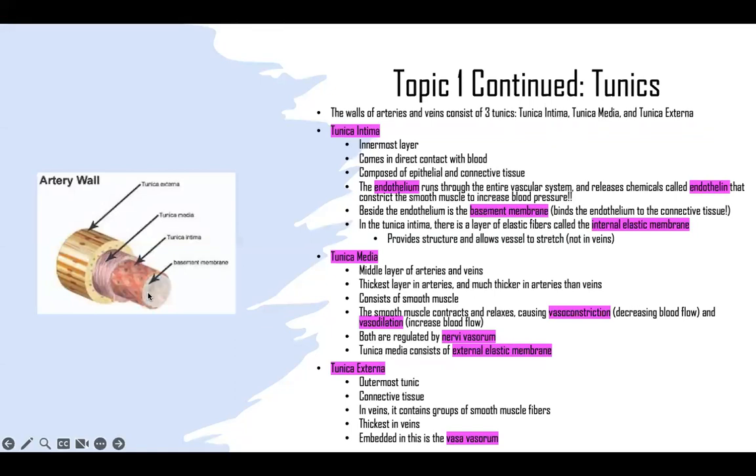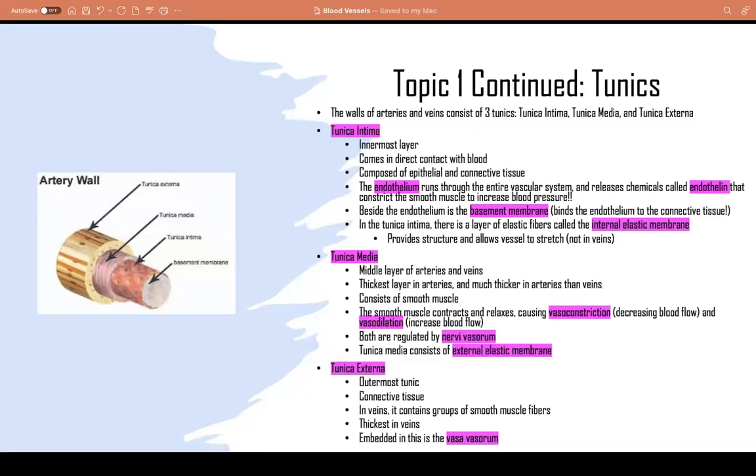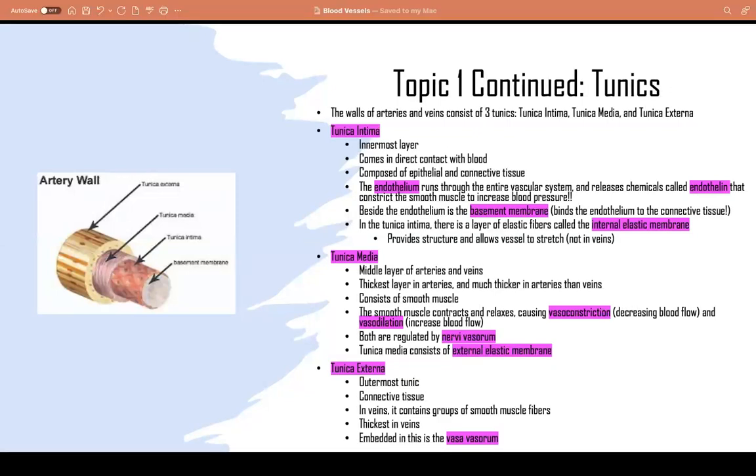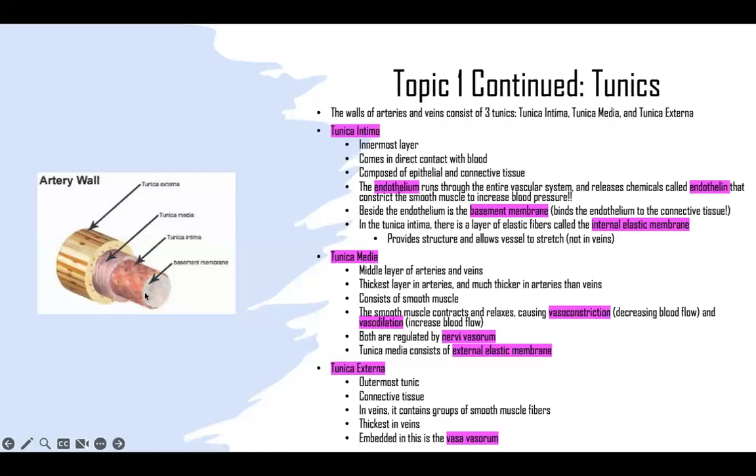Beside the endothelium is the basement membrane, which we can see right here, which binds the endothelium to the connective tissue. It is permeable and allows material to pass through. In larger arteries, there is an internal elastic membrane, and it provides structure but also allows a vessel to stretch. This is not in veins. Again, the internal elastic membrane will not be found in veins.